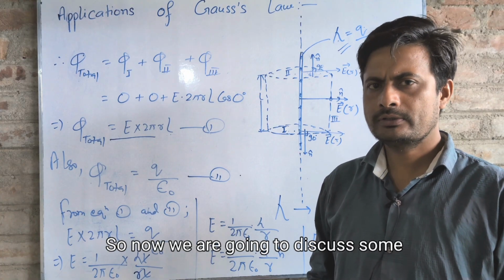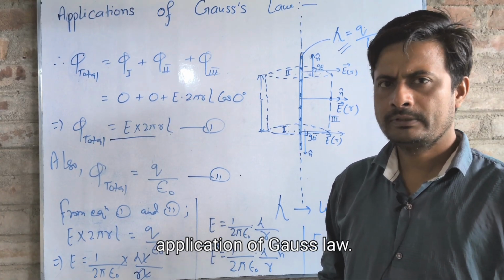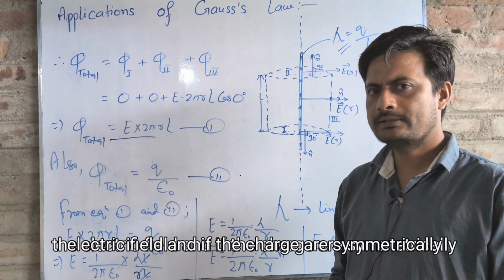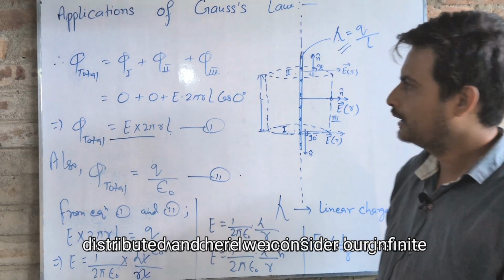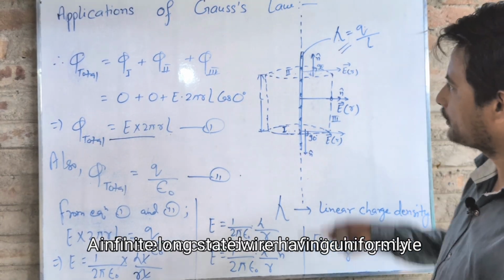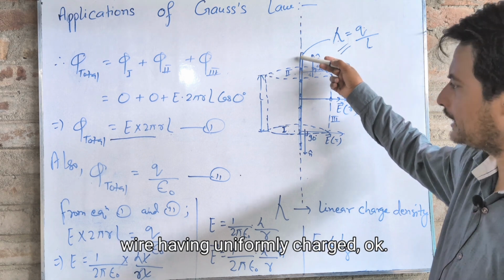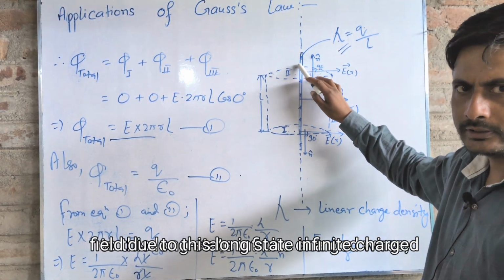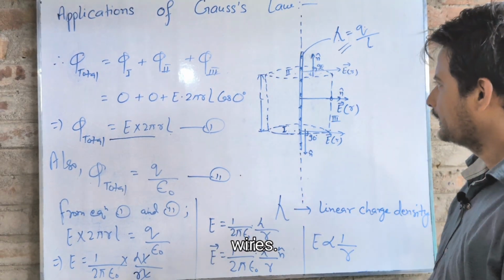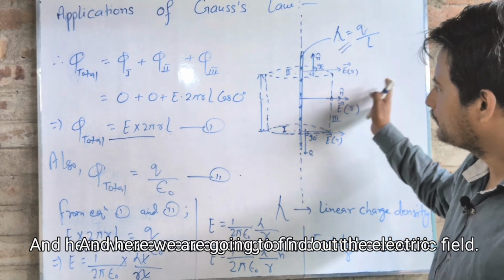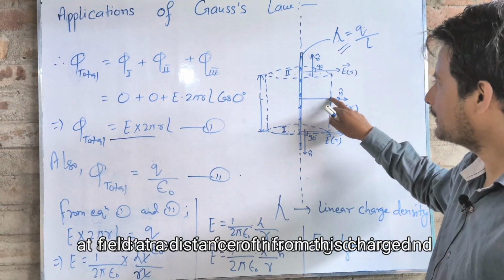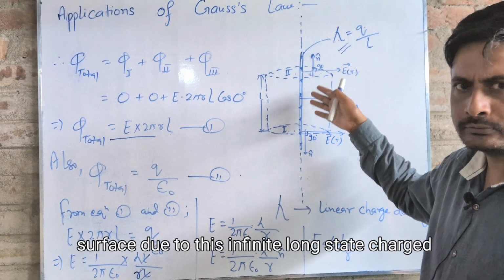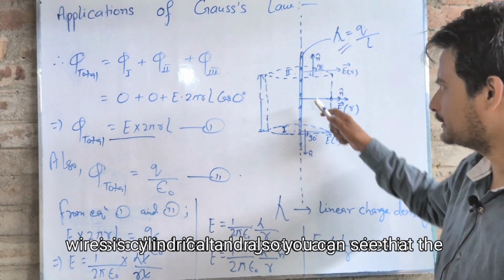So now we are going to discuss some applications of Gauss law. With the help of Gauss law, we can find the electric field if the charges are symmetrically distributed. Here we consider an infinitely long straight wire that is uniformly charged, and we have to find the electric field due to this long straight infinite charged wire. We are going to find the electric field at a distance of r from this charged wire. Here you can see that the Gaussian surface due to this infinitely long straight charged wire is cylindrical.